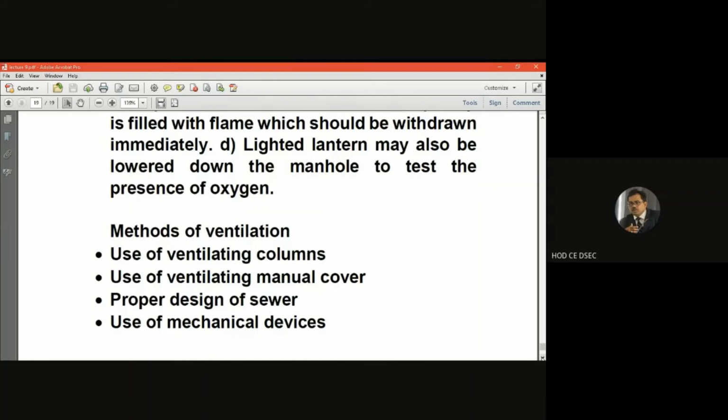At the top, a cowl is provided. What for? So that if you want, a perforated cover is there. Cowl means a top cover, so that no obstructing materials fall inside the pipe and damage it, and it simultaneously allows the sewer gases to escape into the atmosphere.